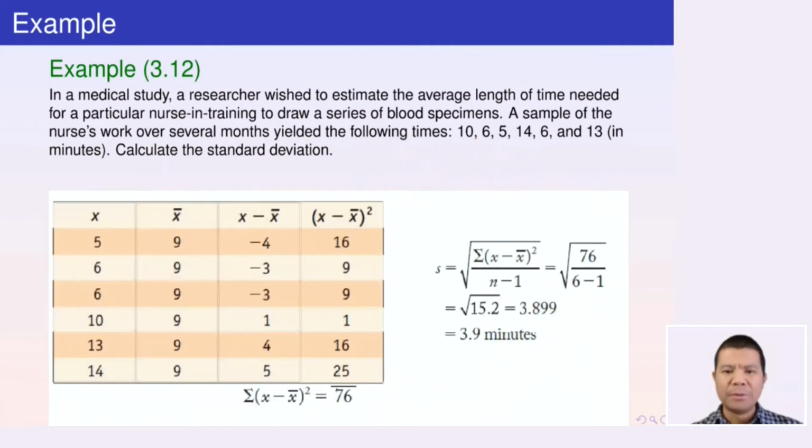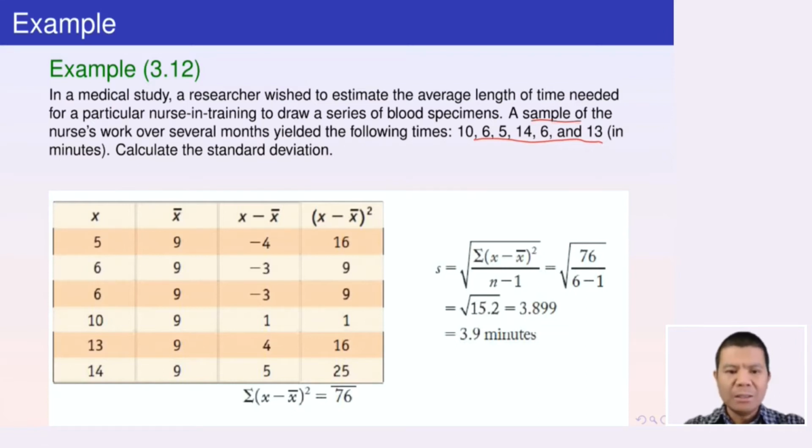This is the nursing in training example. Here we have a sample of the times: 10, 6, 5, 14, 6, and 13 in minutes. Now, we want to calculate the standard deviation. How can we calculate it? Firstly, we see that this is a sample data set, so this is going to be x bar.